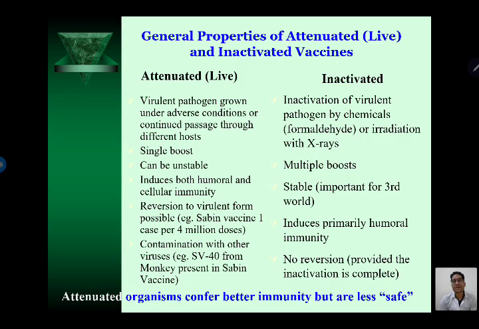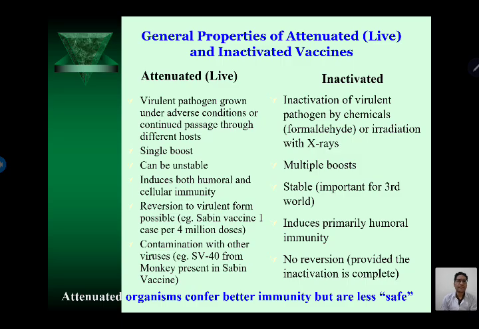In attenuated vaccines, the virulent pathogens grown under adverse conditions are continued through passage through different hosts. Single boost can be unstable. It means attenuated vaccines can induce both humoral and cellular immunity. Reversion to the virulent form is possible, like the polio vaccines, 1 case per 4 million doses. Contamination with other viruses, SV40 from monkey, is present in the polio vaccine.